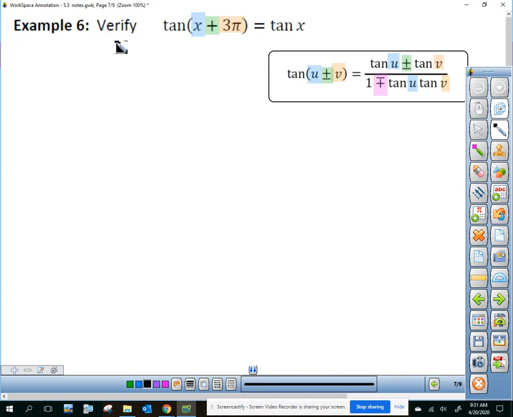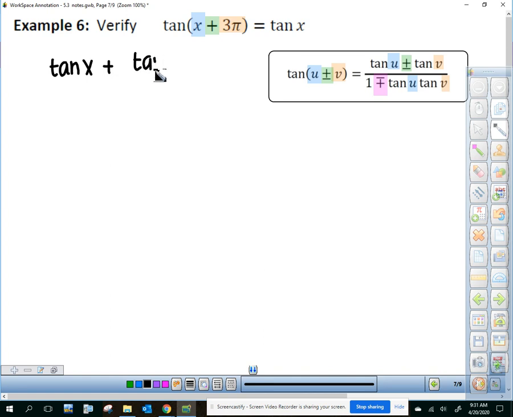Remember, if you're not understanding what we're doing here, that's verifying, what we were doing in 5.2. We're proving one side equal to the other. So we're working this left side. It's the more complicated side. We're trying to prove that it does indeed simplify to tangent of x. So when I expand this, I'm going to have tangent of x, that's my u, keep the same sign, so plus, and then tangent of 3 pi, all over 1, and then the opposite sign, so minus tangent of x, tangent of 3 pi.